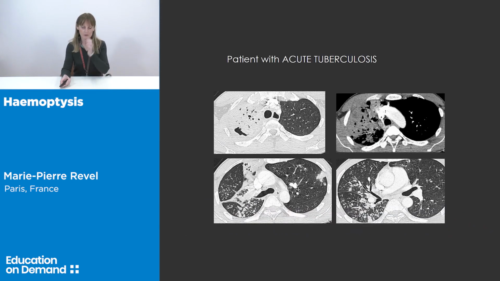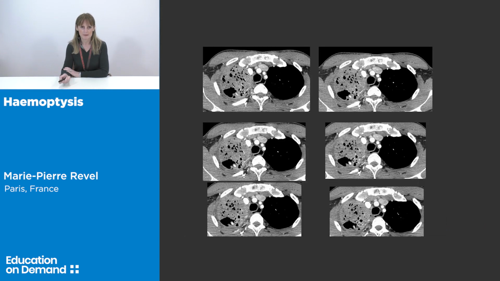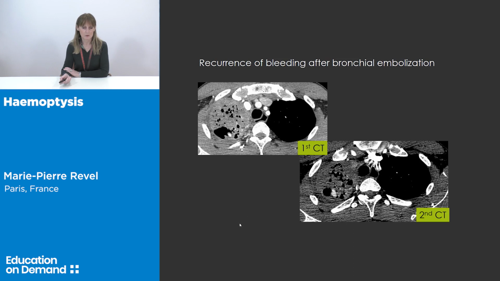This is the case of a patient with acute TB. You have here a consolidation with some cavitation, and if we pay attention, there is this image which is abnormal. This enhancing structure is not a normal vessel, but a false aneurysm. The patient was referred for bronchial embolization, which was not the good choice. And of course, there was a recurrence of bleeding after the procedure. And on the second CT, we can see that this false aneurysm has increased in size.